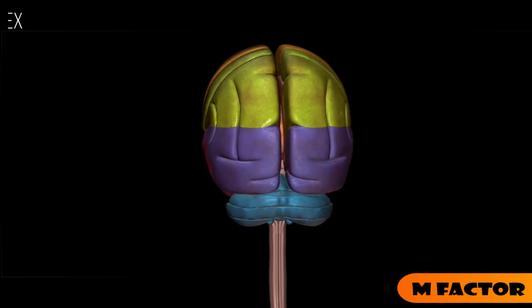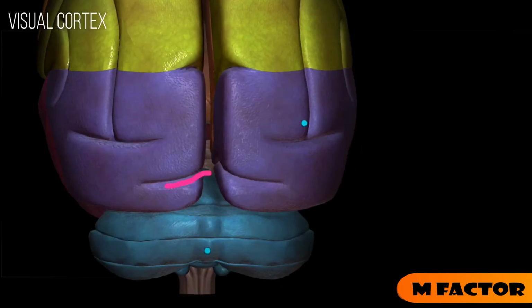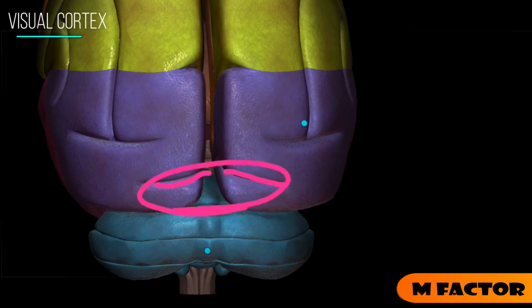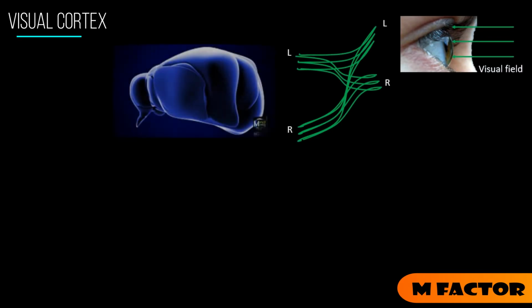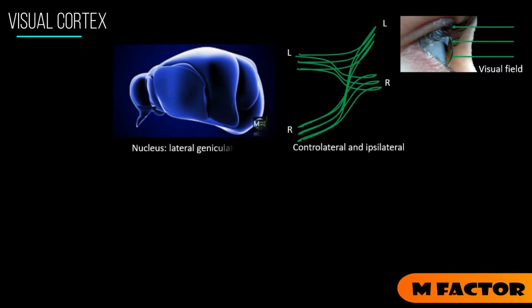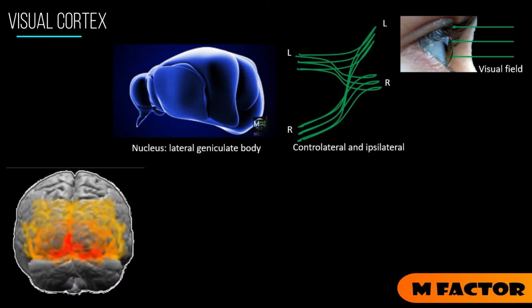Visual area or visual cortex is located above and below the calcarine sulcus on the medial surface of the occipital lobe. Visual information coming from the eye goes through the lateral geniculate nucleus in the thalamus and reaches the visual cortex. The information from the visual field is transferred to the lateral geniculate nucleus contralaterally. That is, from the right visual field, information goes to the left lateral geniculate nucleus. But from the lateral geniculate nucleus, information is carried to the cortex ipsilaterally.